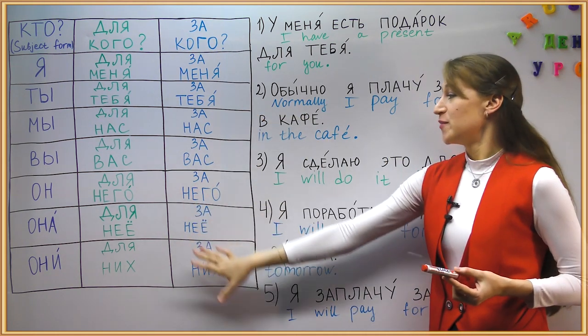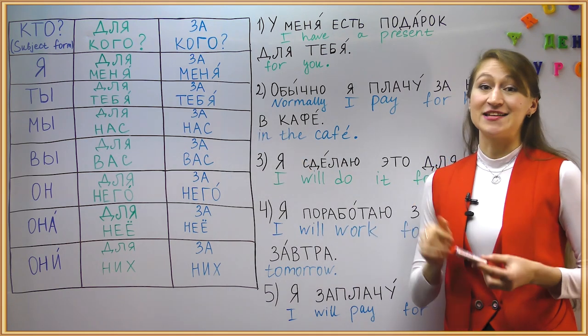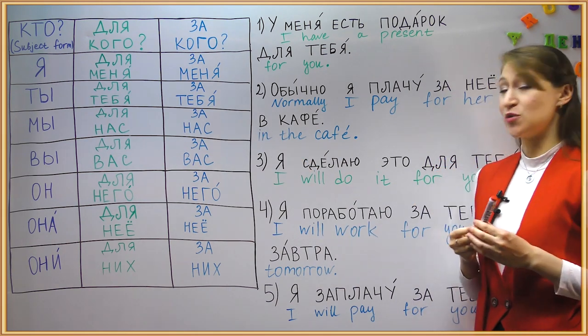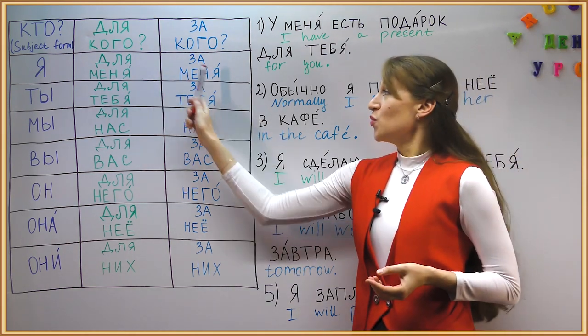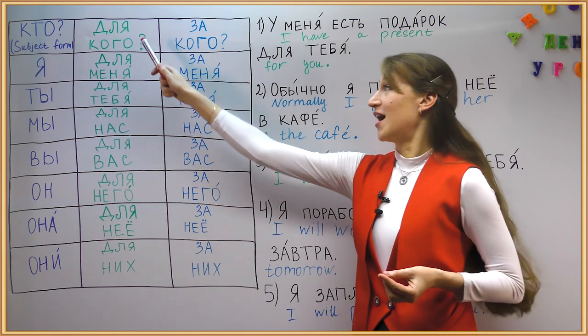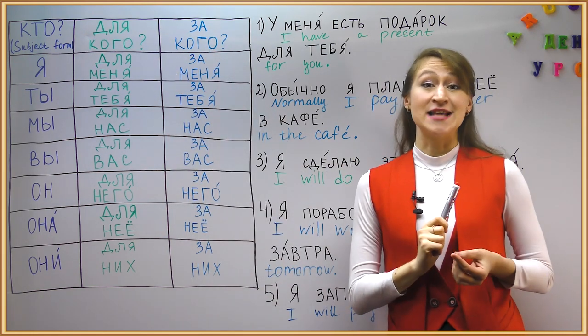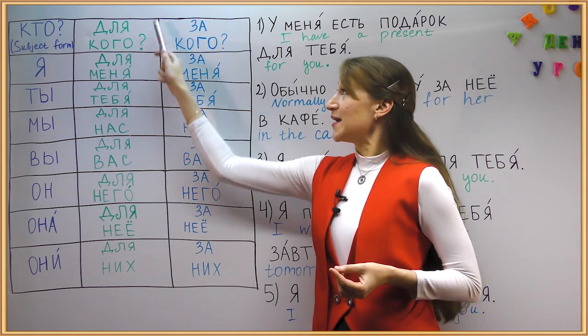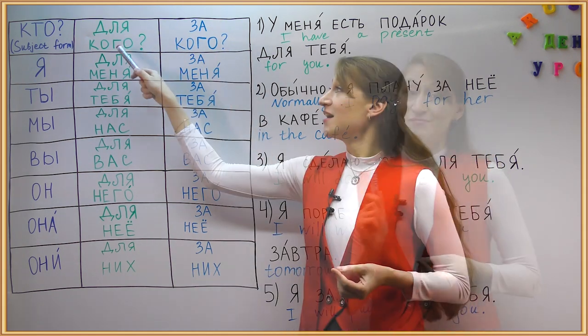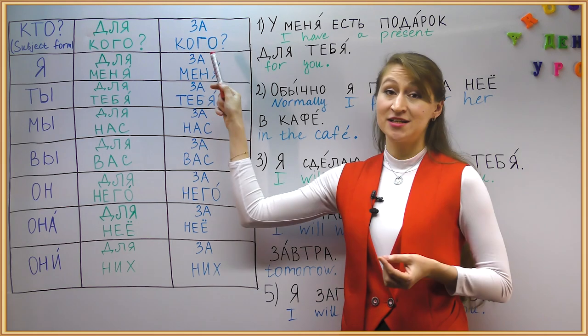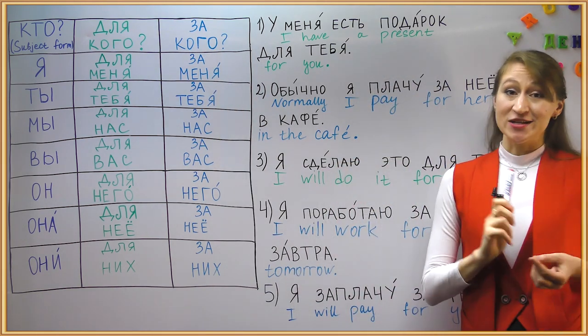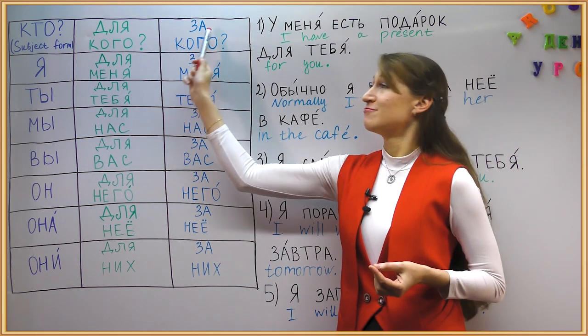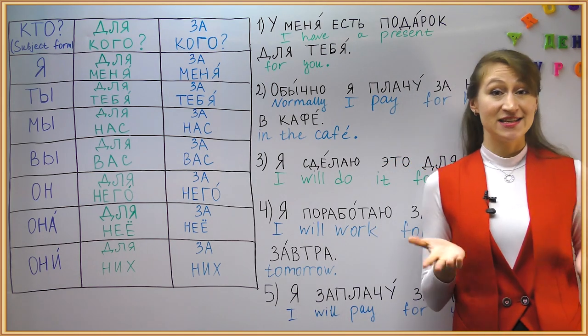So you can copy this chart, and actually it will be in the description, so you can download it. Here we have the same form after для and after за. And pay attention to the question. Для кого and за кого? So when we ask a question, we will use these. And let's see how we do it.